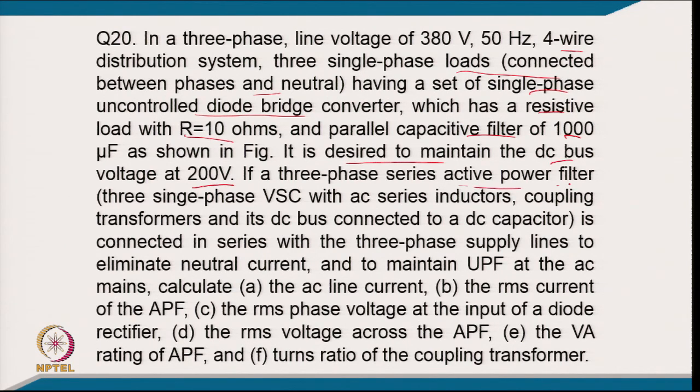If the 3-phase series active filter, 3 single-phase VSC with the AC series inductor coupling transformer and its DC bus connected to a capacitor, is connected in series with the 3-phase supply line to eliminate neutral current and to maintain unity power factor at the AC mains, calculate: A, the AC mains line current; B, the RMS current of the active filter; C, the RMS phase voltage at the input of the diode rectifier; D, the RMS voltage across the active power filter and the VA rating of the active filter; E and F, the turns ratio of the coupling transformer.